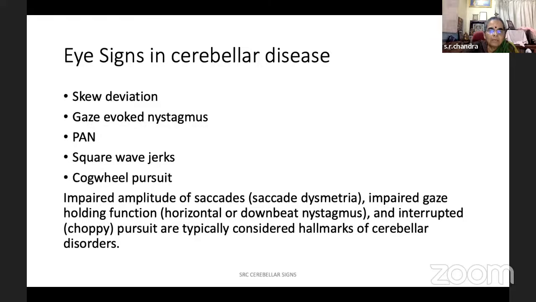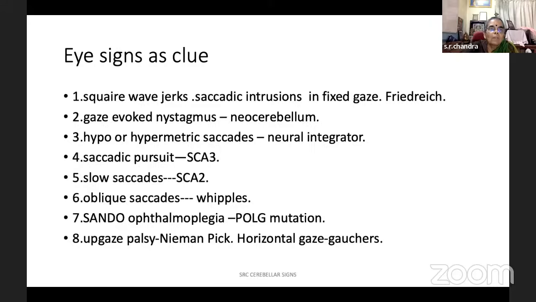So impaired amplitude of the saccade causes saccadic dysmetria. When you ask the patient to make a saccadic movement to fix at a target, it overshoots or undershoots. Impaired gaze holding causes gaze-evoked nystagmus, and pursuits are broken. So these are important features of cerebellar disease, and eye signs are a clue to bedside diagnosis.